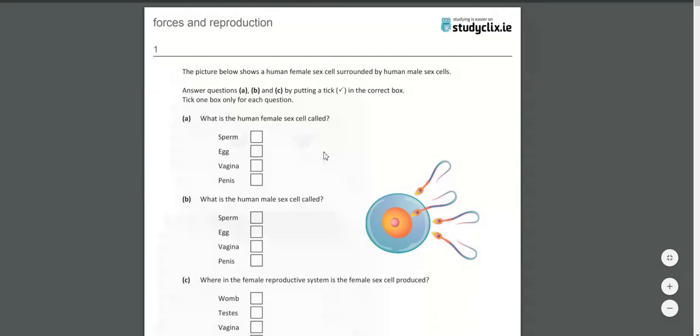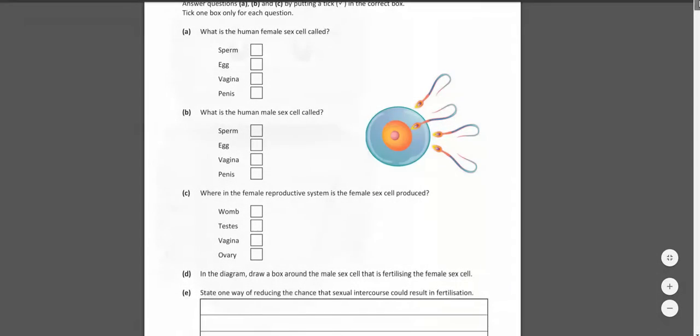This is on the marking scheme, okay? What's the human female sex cell called? Well, it's called the egg. What is the male sex cell called? Sperm. Next one. Where in the female reproductive system is the female sex cell produced? Well, that would be the ovaries.